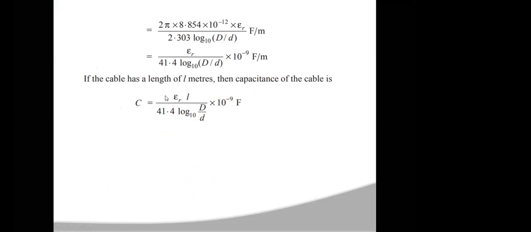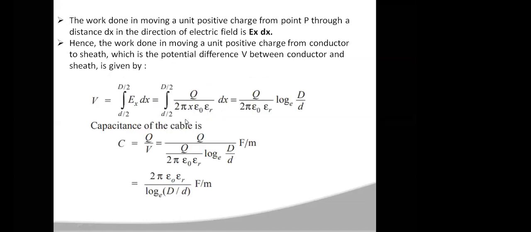If you cannot remember this expression, C is equal to epsilon r L by 41.4 log capital D by small d to the base 10, into 10 power minus 10 farads. This is somewhat difficult to remember, so because of that, remember this expression itself: C is equal to 2 pi epsilon naught epsilon r by ln D by d.